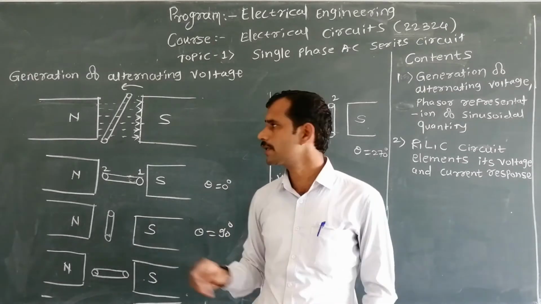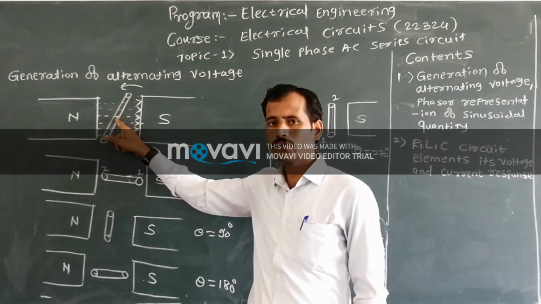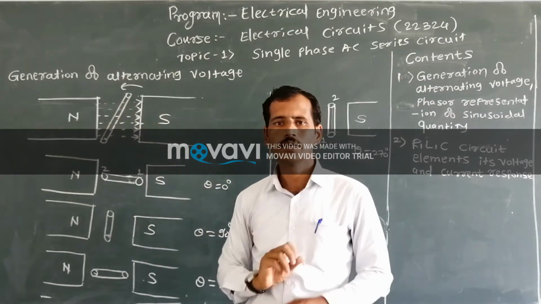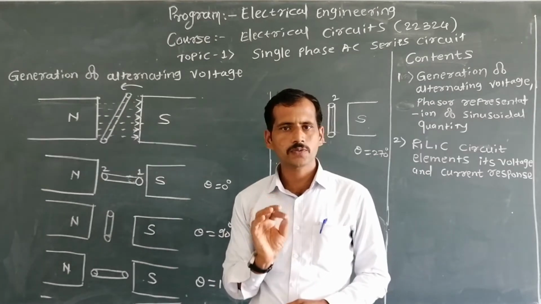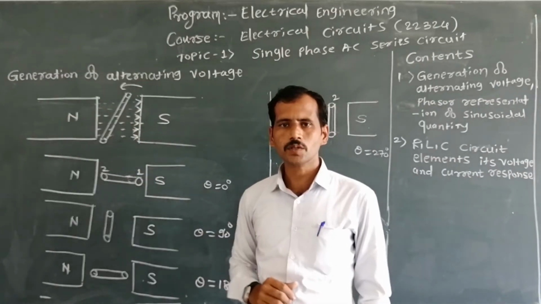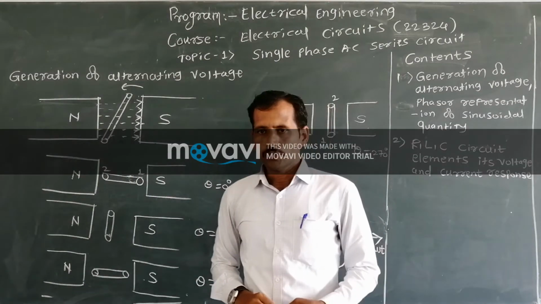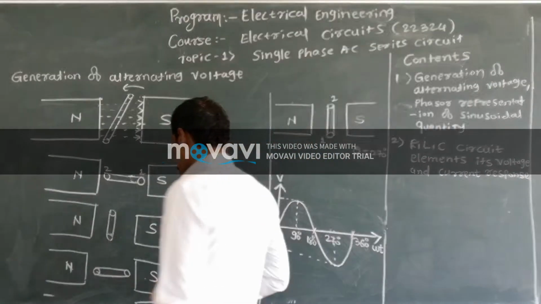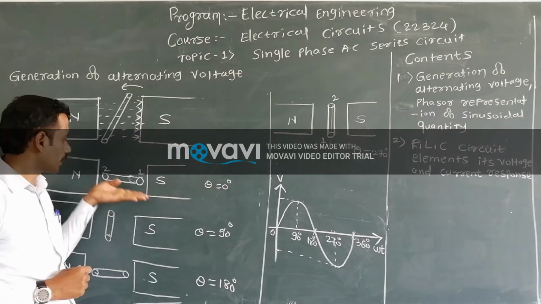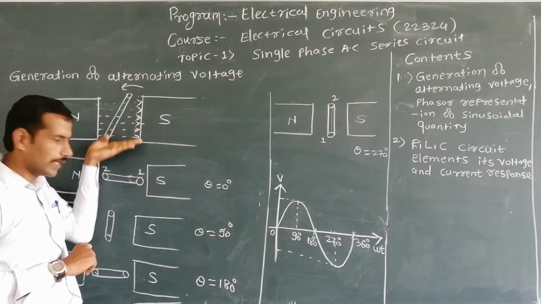Means whenever a conductor is rotating in a magnetic field, it cuts the magnetic flux. Hence, according to Faraday's first law, EMF will be induced in that conductor. Next we will see the positions. First position: at theta equal to 0, the conductor is kept in horizontal direction, means both magnetic field and conductor.